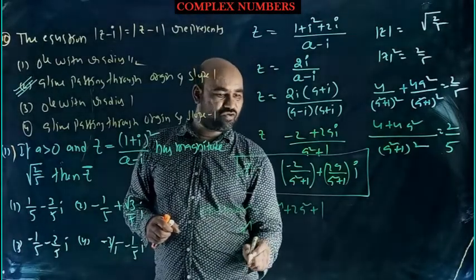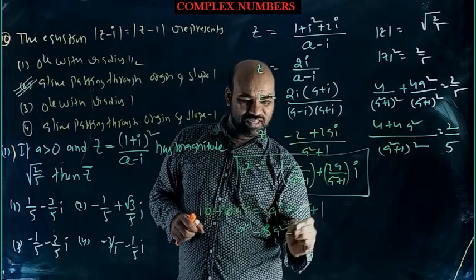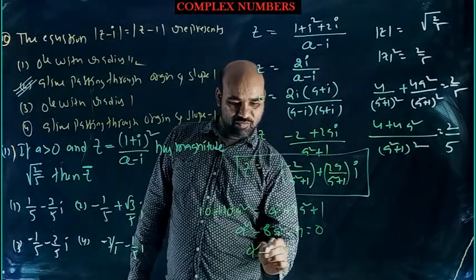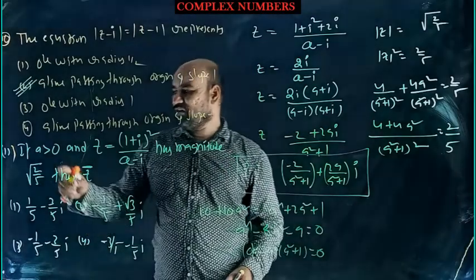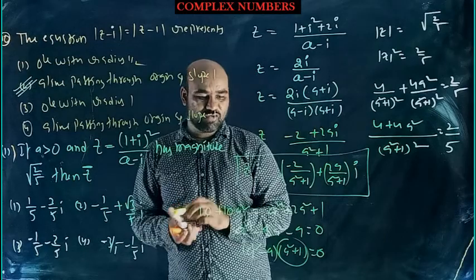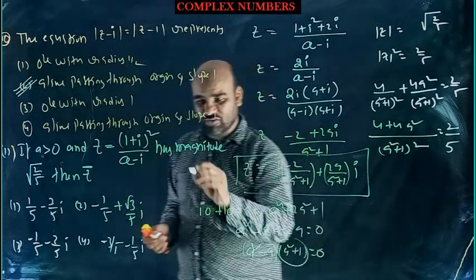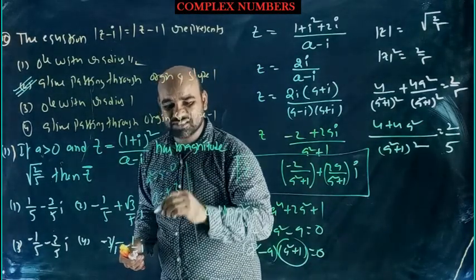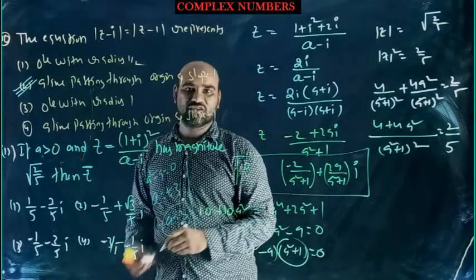Or a⁴ − 8a² − 9 equal to 0. This can be written as (a² − 9)(a² + 1) equal to 0. Clearly, given a is greater than 0, a² + 1 is never 0. So the only option is a² − 9 equal to 0. a² − 9 equal to 0 means a is plus or minus 3, but again, given a greater than 0, therefore you can take only a equal to 3.